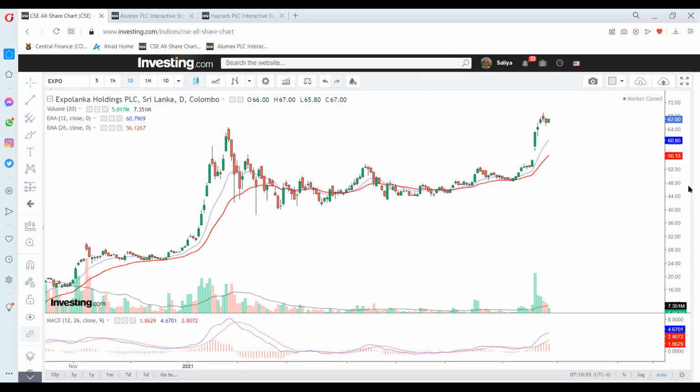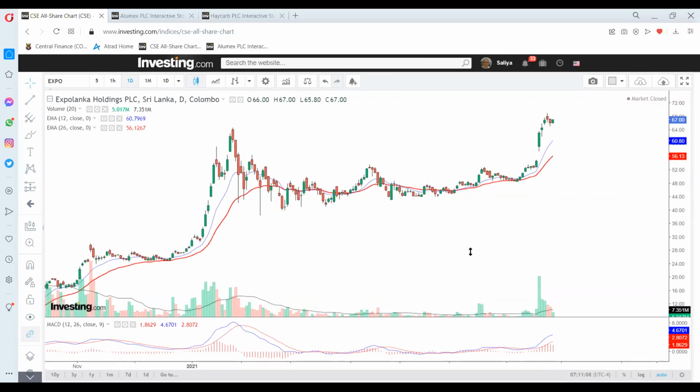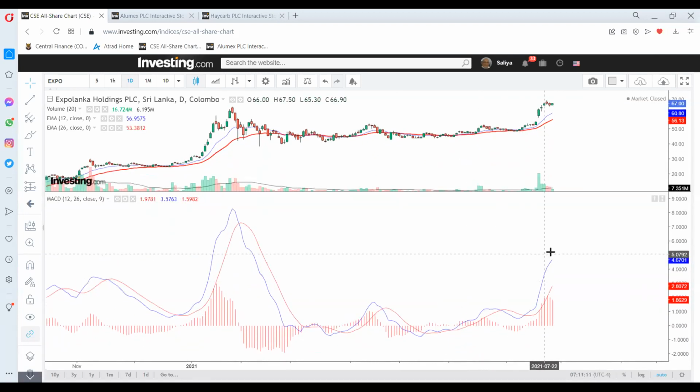Then I mentioned that the histogram bar value, I'm sorry, that's the MACD value. Then you have the signal line, right? Once we get the MACD value, we have to understand that the signal line is the 9-day exponential moving average of the MACD values.